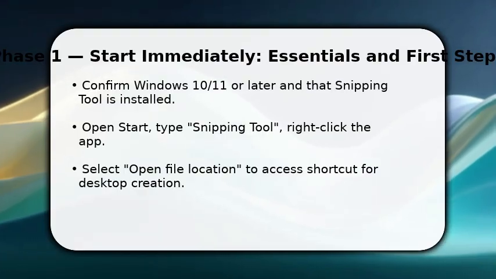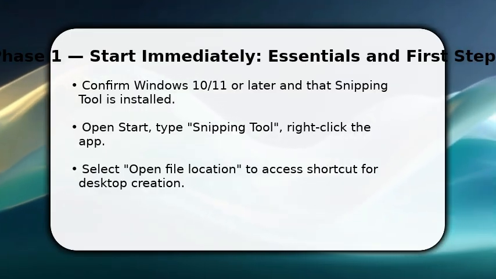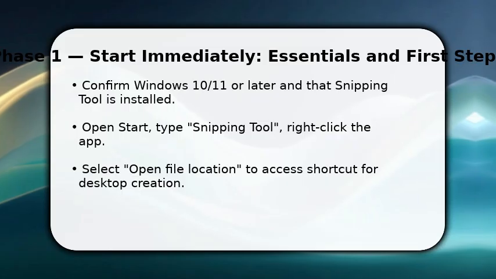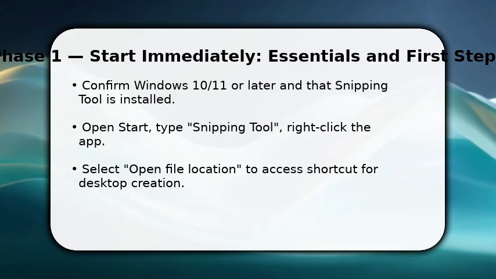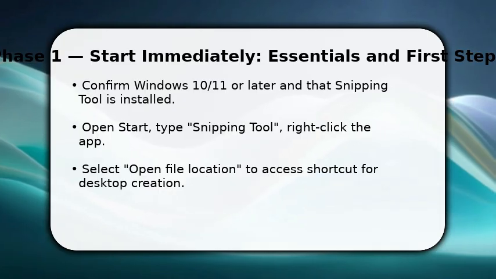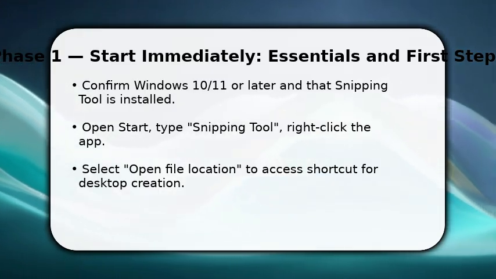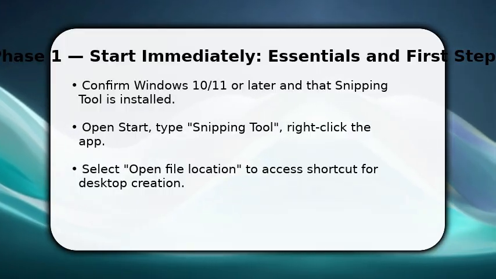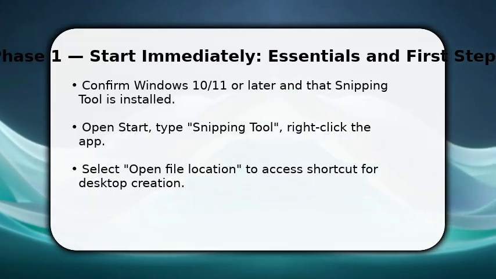You'll start by confirming the app exists. This avoids guesswork. Once done, open Start and type Snipping Tool, then right-click the app listing. Make sure to choose Open File Location. This reveals the actual shortcut file in File Explorer so you can create a proper desktop shortcut. It's safer than dragging search results. If File Explorer shows a link, you're ready to move into the next step and create the desktop icon.